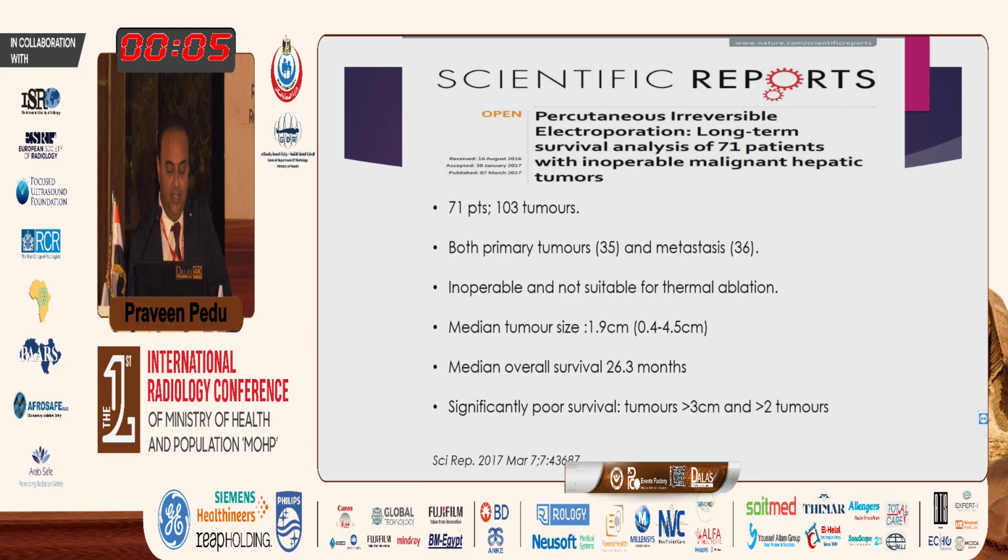and these included both colorectal liver metastases and also primary liver tumors like HCCs. All of these patients were inoperable and also not suitable for thermal ablation because of the location of these tumors adjacent to critical vessels. The mean tumor size was 1.9 centimeters. They treated tumors up to 4.5 centimeters. And they said the median survival is 26.3 months. And it's significantly poorer survival if tumors are larger than 3 centimeters and if there are multiple tumors you're treating. So it's something similar to the conventional ablations like microwave and RFA in terms of survival figures.